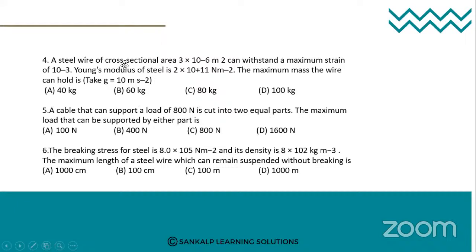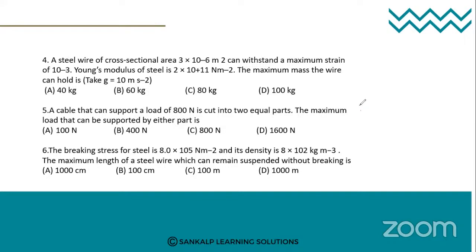The next question is: a steel wire of area of cross section 3 into 10 raised to minus 6 meter square can withstand a maximum strain of 10 raised to minus 3, and the Young's modulus of the steel is given as 2 into 10 raised to 11 Newton per meter square. The maximum mass the wire can hold is? So here you need to calculate the mass. Here they have given a steel wire, and the area of cross section is given.